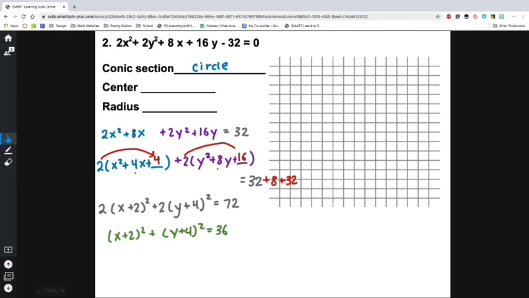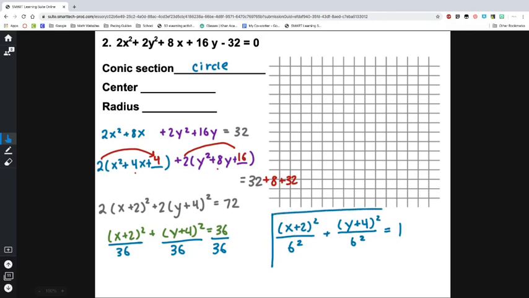Now, we're super close. We're not at standard form yet, and the reason is we have this all equal to 36. To get it to standard form, we actually need to divide by 36 so that the right side is 1. So in order to get the right side to be 1, I'm going to divide everything by 36. Here's how I'm going to represent the final answer. X plus 2 squared over, I'm going to represent 36 as 6 squared because that is standard form if you look back at the last video. Y plus 4 squared over 6 squared. Again, 36 is 6 squared. That is equal to 1.